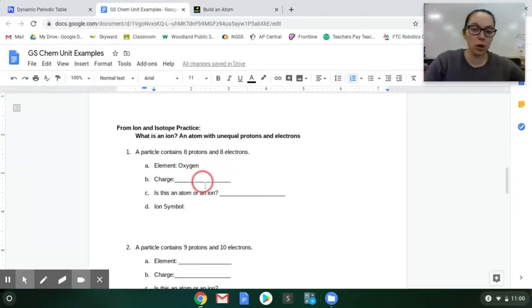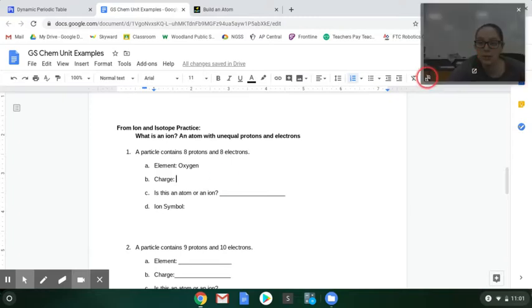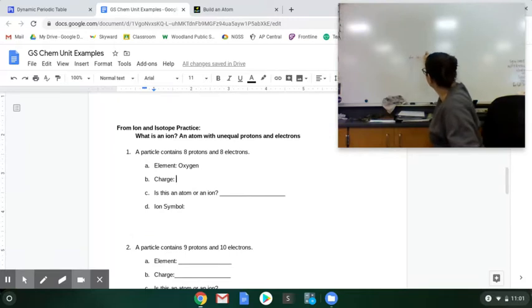Now our charge is determined by figuring out our protons and our electrons. There are a couple of ways you can do this. Your charge needs to focus on the total number of protons and electrons in an atom, not just valence electrons. For oxygen, I have 8 protons, so that means I have 8 plus charges. 1, 2, 3, 4, 5, 6, 7, 8.